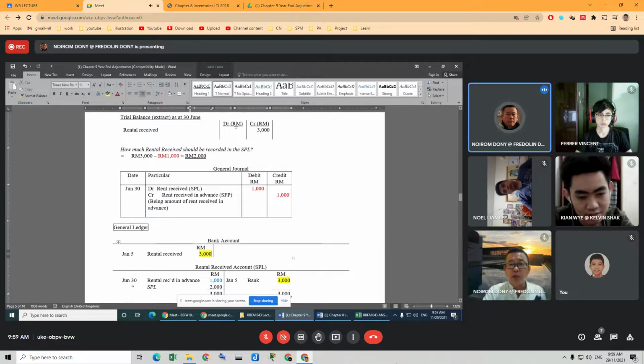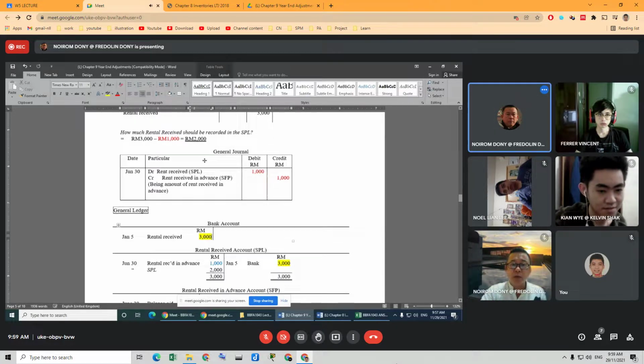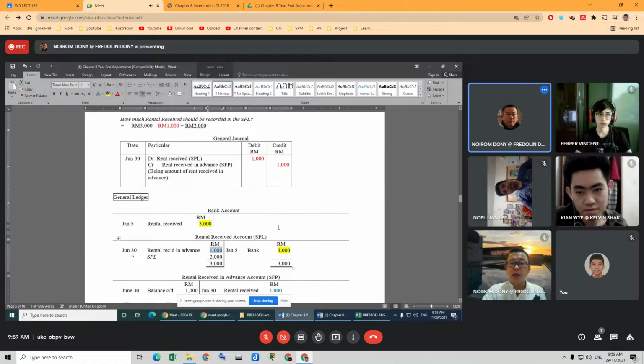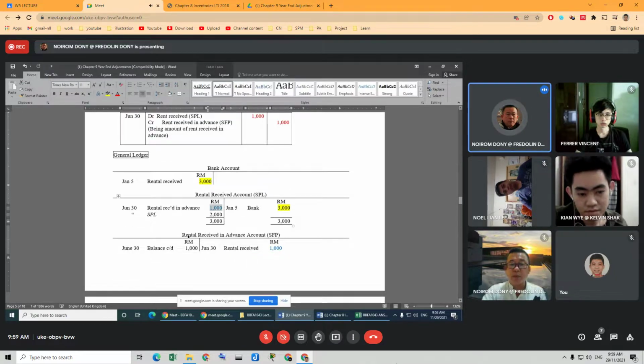Now we need to do adjustment because, knowing we have identified 1,000 is meant for the following year, we have to reduce a credit item according to this prime entry. We refer from this prime entry. Okay, we debit rent receipt. So this is rental receipt account, rent receipt. Okay, we debit. So 1,000 we debit it. And then we credit. Open up rental receipt in advance, 1,000.